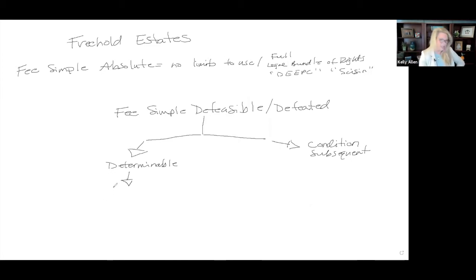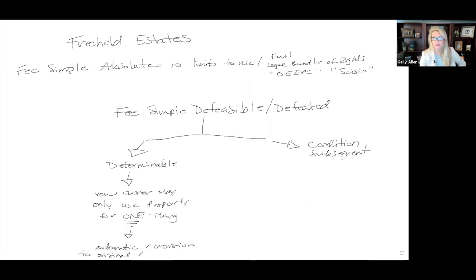Okay, so fee simple determinable means that the new owner may only use the property for one thing. One and one only. If they break that rule, guess what? Here's the big feature right here. We have an automatic reversion. Reversion where? To the original owner or their heirs. What's the owner called? The owner's called a grantor.